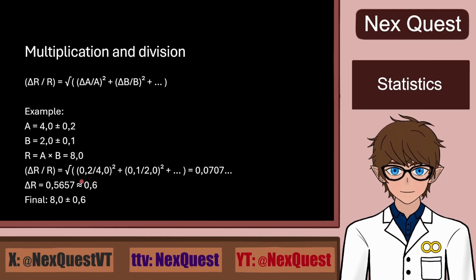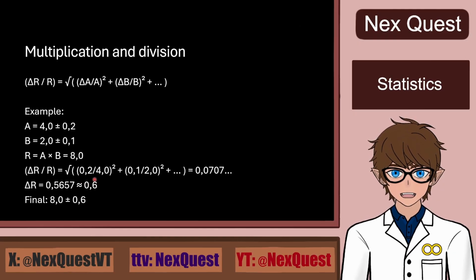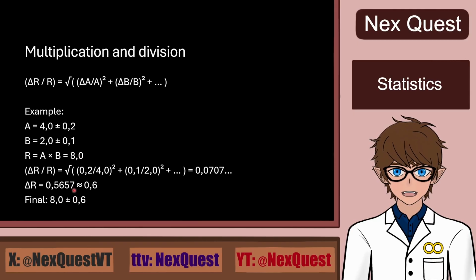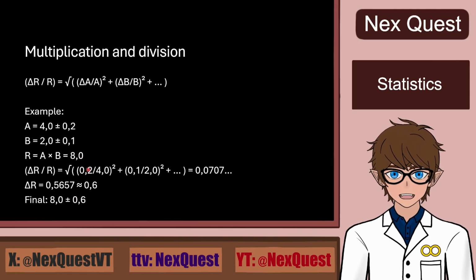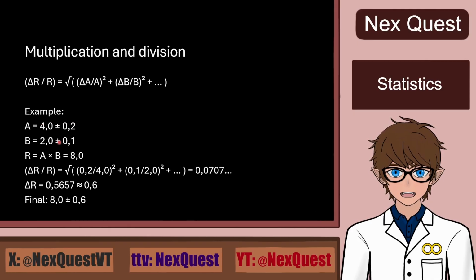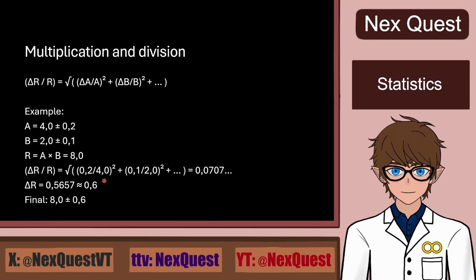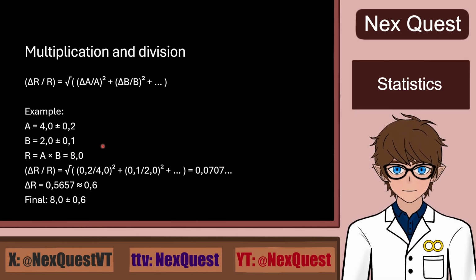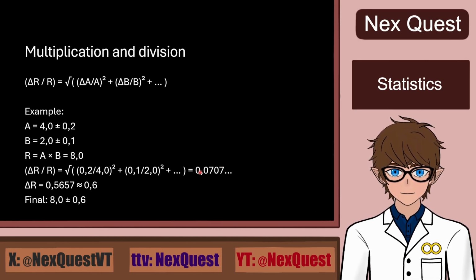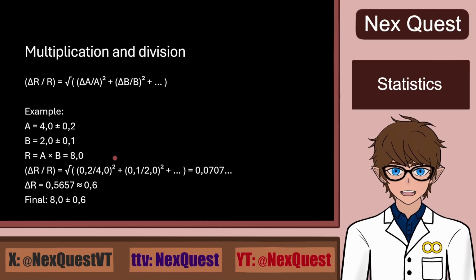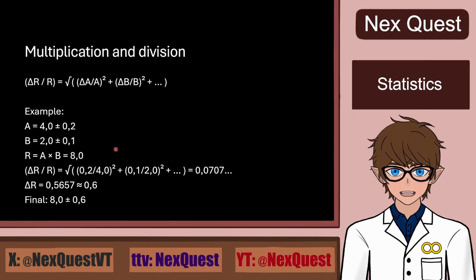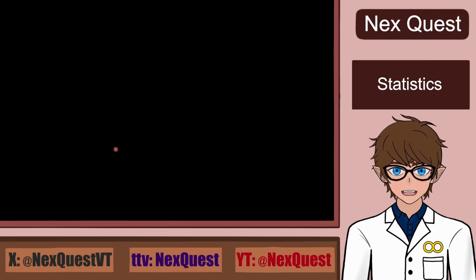0.5657, and we round this to one significant figure, so 0.6, and we have a result of 8.0 plus minus 0.6. Technically, we could just convert these to percentages by dividing and then working with that, but why not? We could also leave the percentage like this, and we would just have 8 bracket 1 plus minus 0.0707, end of bracket, and then the unit.